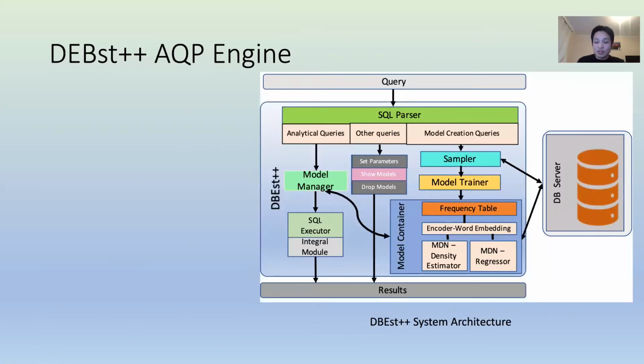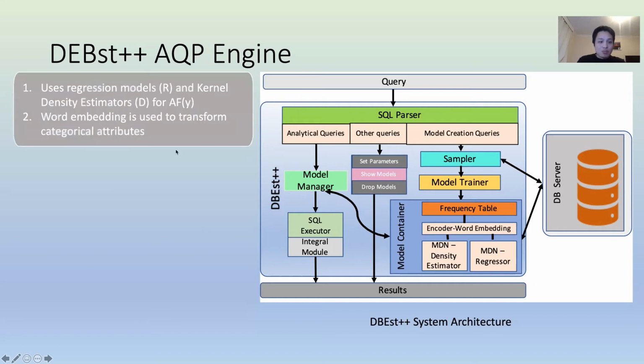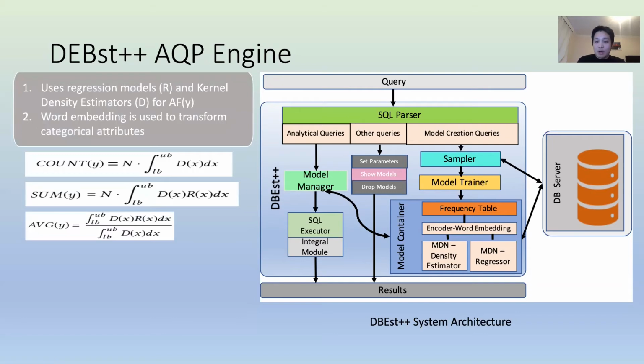Here we show the system architecture. The main components include the SQL parser, the model container, where models are stored, and the SQL executor, which produces approximate answers using models. In DBEst++, we use regression models and density estimators to produce the result. Here, we show the formula for aggregate functions: sum, count, and average.